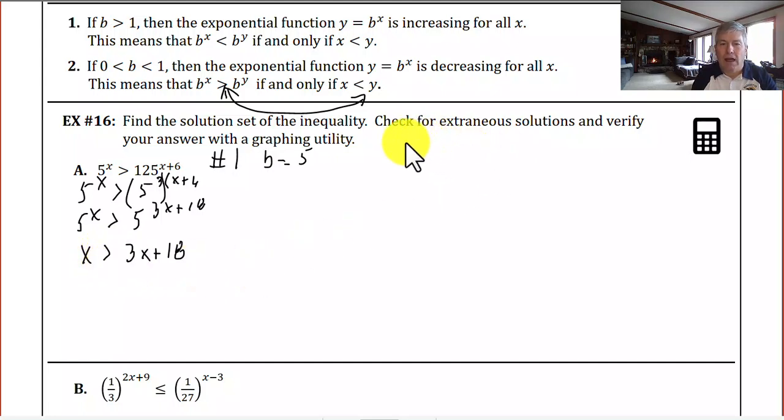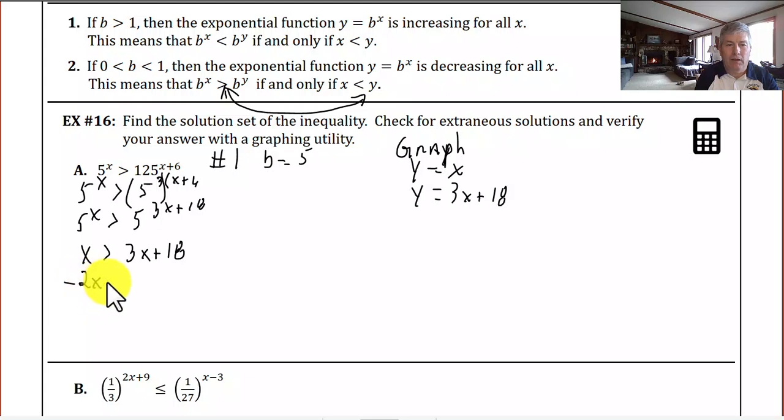So we're going to graph y equals x, and we're going to graph y equals 3x plus 18. So we'll take a look at those. And then let's go ahead and solve this. When we solve this, we subtract 3x from both sides. So we get negative 2x is greater than 18.